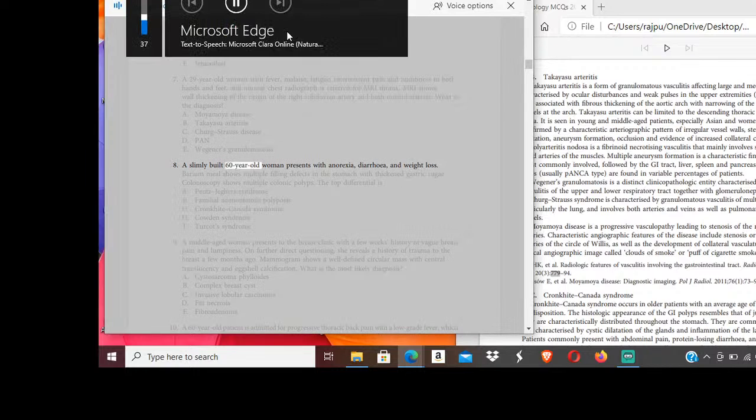A slimly built 60-year-old woman presents with anorexia, diarrhea, and weight loss. Barium meal shows multiple filling defects in the stomach with thickened gastric rugae. Colonoscopy shows multiple colonic polyps. The top differential is: A.